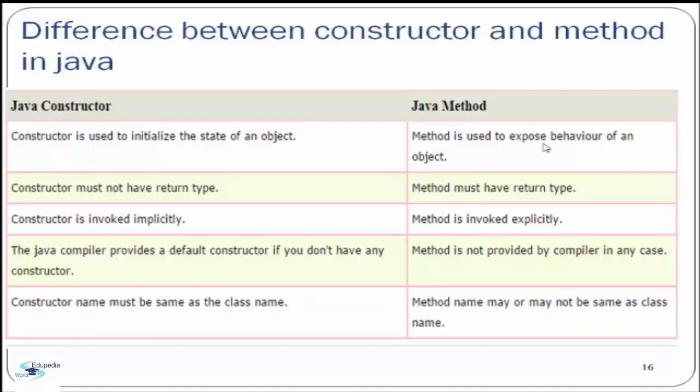Okay. The Java compiler provides a default constructor if you do not have any. So if you are not creating any constructor in a class, the compiler will provide a default constructor implicitly. Fine. A method is not provided by the compiler in any case. The last one is the constructor name must be the same as the class name. But in case of a method, the method name may or may not be the same as the class name. So I hope the difference is clear.